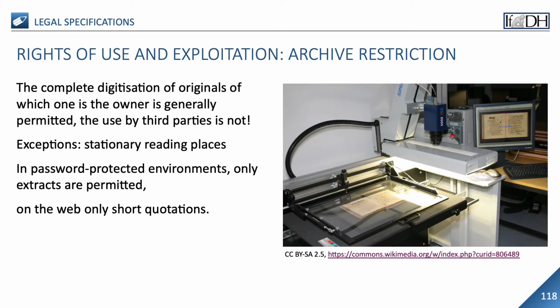And there's another obstacle to the digitization of entire works. The complete digitization of originals, of which we are the owner, is permitted in principle, but the use by third parties is not. You are therefore not allowed to simply put digital copies on the net. This is the reason why the Gutenberg.org site is blocked in Germany. However, there are exceptions for libraries with stationary reading places. In password-protected environments, on the other hand, only excerpts are allowed, and on the net only short quotations.